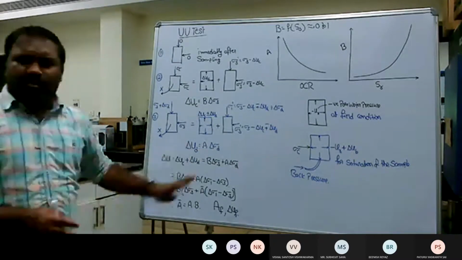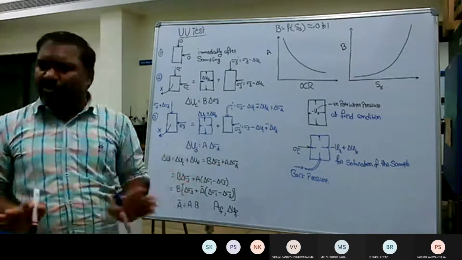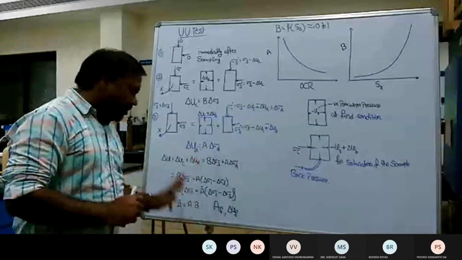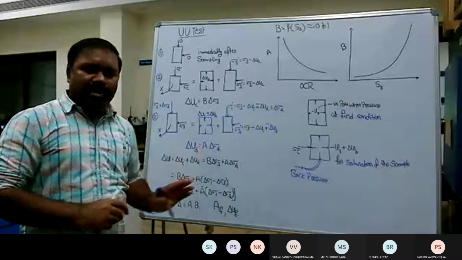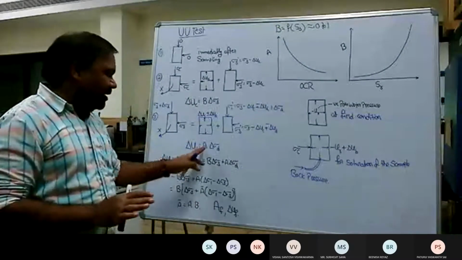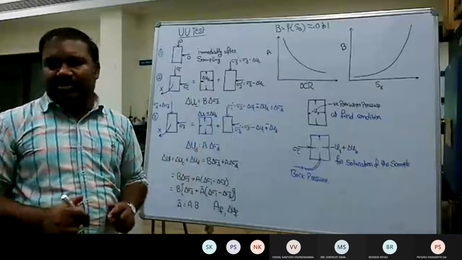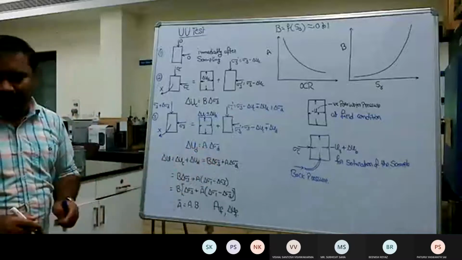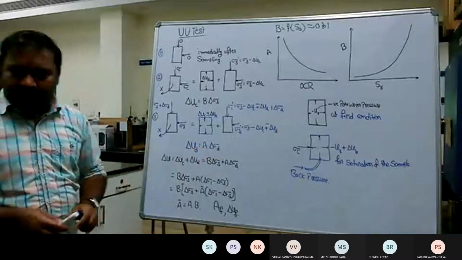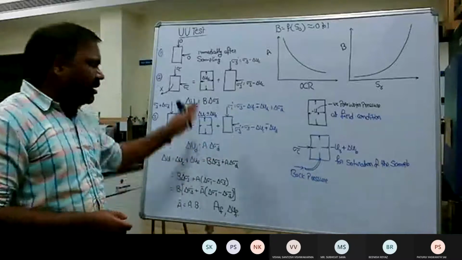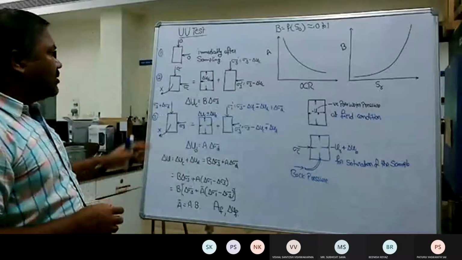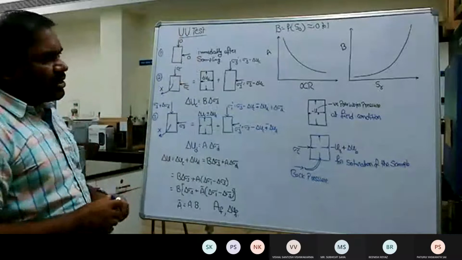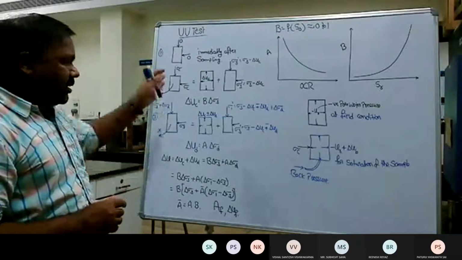Okay, so no issue. Whatever the terminology you refer to, no problem. But the fundamental thing is that A or A bar is the parameter that you need to understand as a result of the application of the deviator stress. So these two things you should not avoid. Okay, so this is a small theory about the Skempton's pore pressure parameters in the UU test.